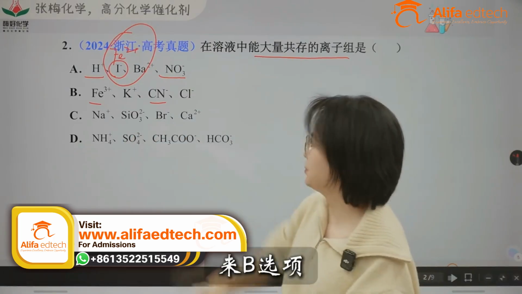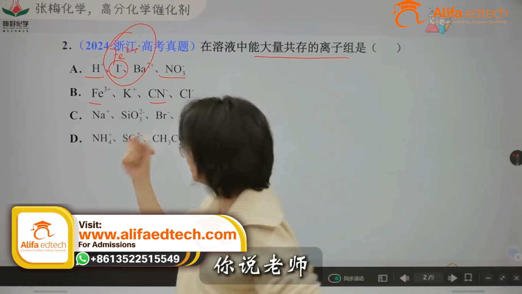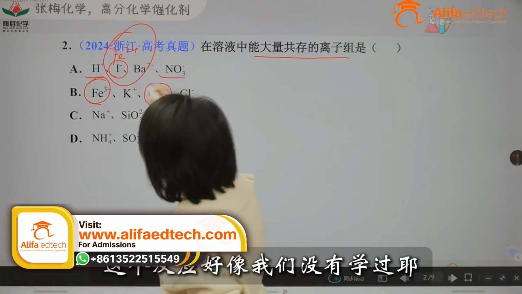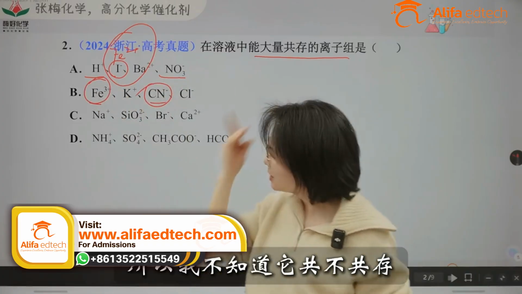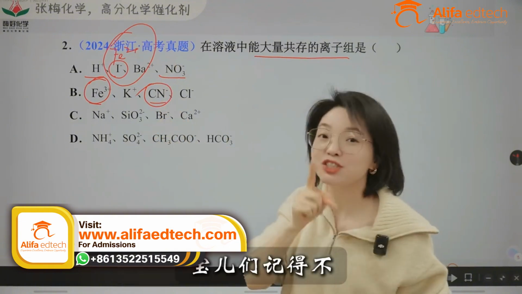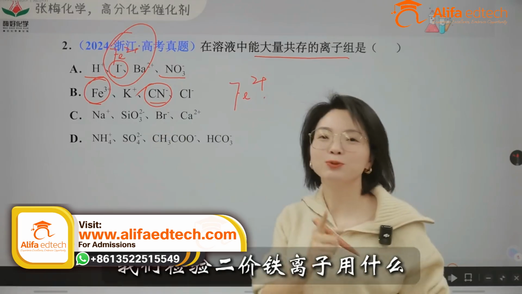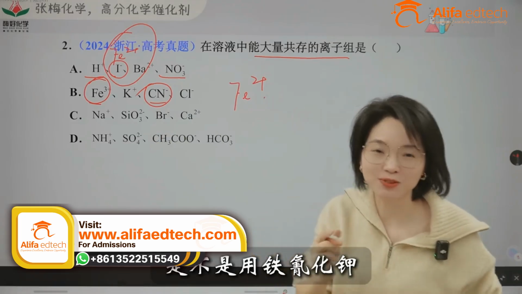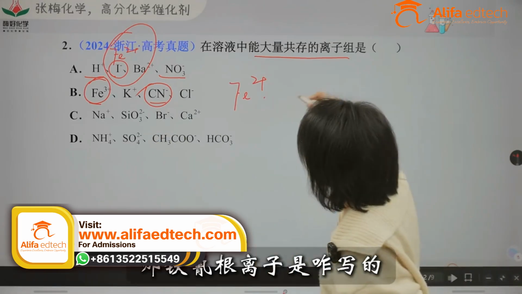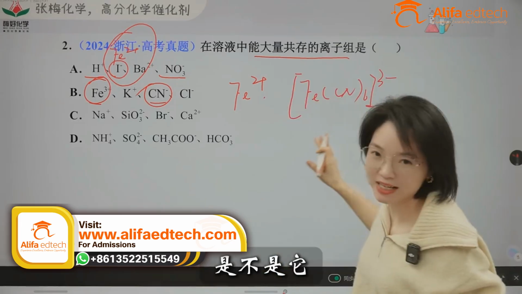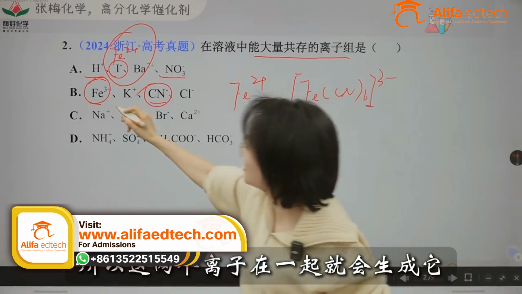First option, you say, teacher, this reaction seems like we haven't learned it, so I don't know if they coexist. Remember ferrous ions. What do we use to test ferrous ions? Don't we use potassium ferricyanide? The ferricyanide ion is a complex, isn't it? So these 2 ions together will undergo a redox reaction. Therefore, they can't coexist.